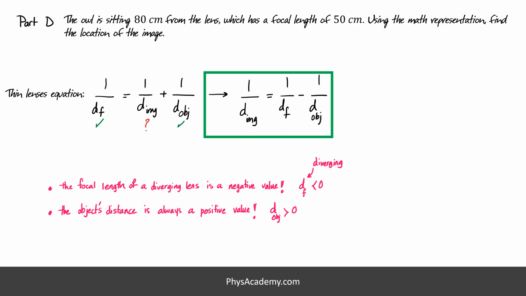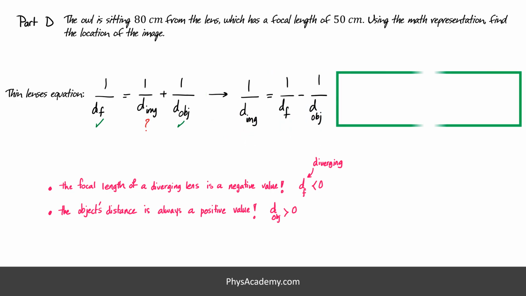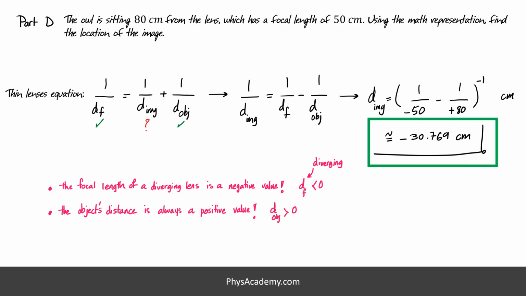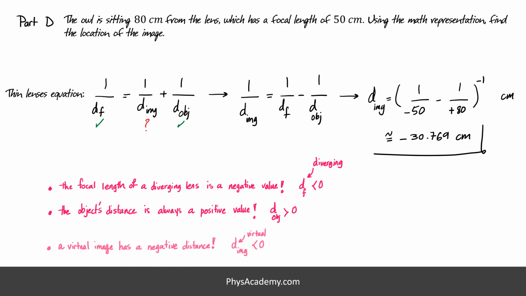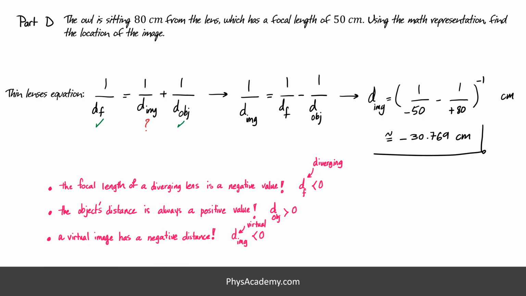Let's rearrange this equation. Then plug the numbers in. We get about negative 30.769 centimeters. Remember, we know a virtual image has a negative distance, so we expected a negative value.